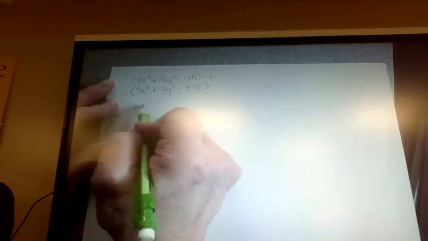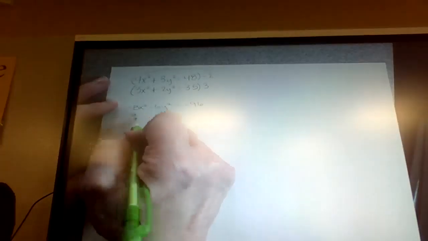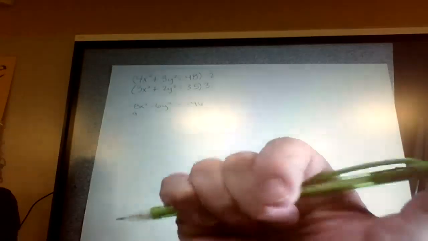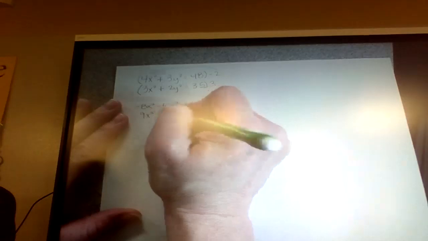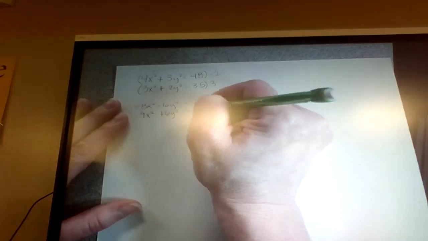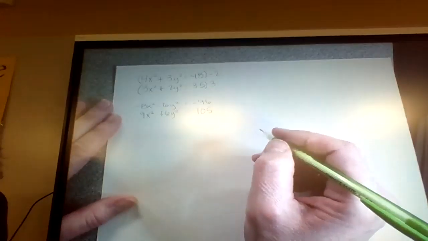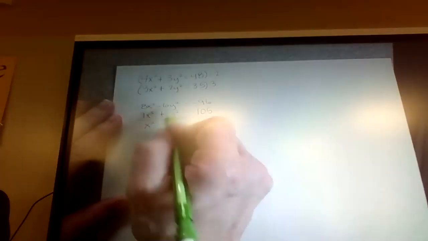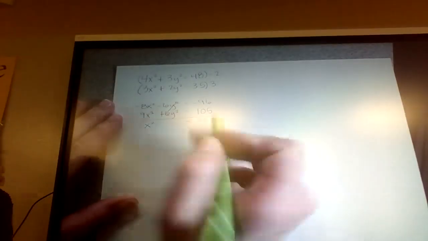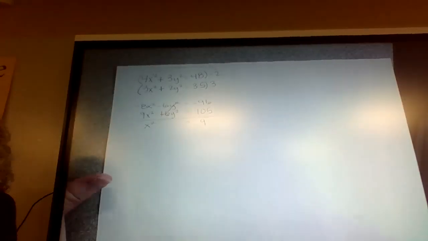It's -8x squared minus 6y squared equals, like, -96? And then that's 9x squared plus 6y squared equals 105, I think. So that's x squared equals 9.